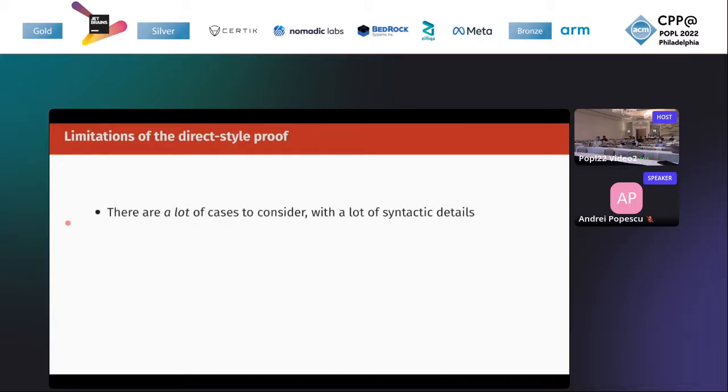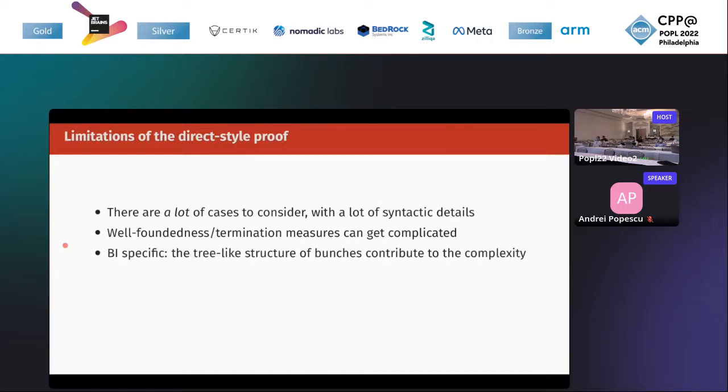In my view, this kind of direct proof has some limitations. Firstly, there are simply a lot of cases and details to consider. Secondly, you need to come up with the correct order on cuts. You need to define what it means for one cut to be smaller than the other, and to show that this is in fact a well-founded relation. Doing this can sometimes be tricky, especially in the presence of explicit structural rules. Also, and this is specific to the case of BI, we have this tree-like shape of bunches of context, and the fact that rules can be applied deep nested inside the bunches.